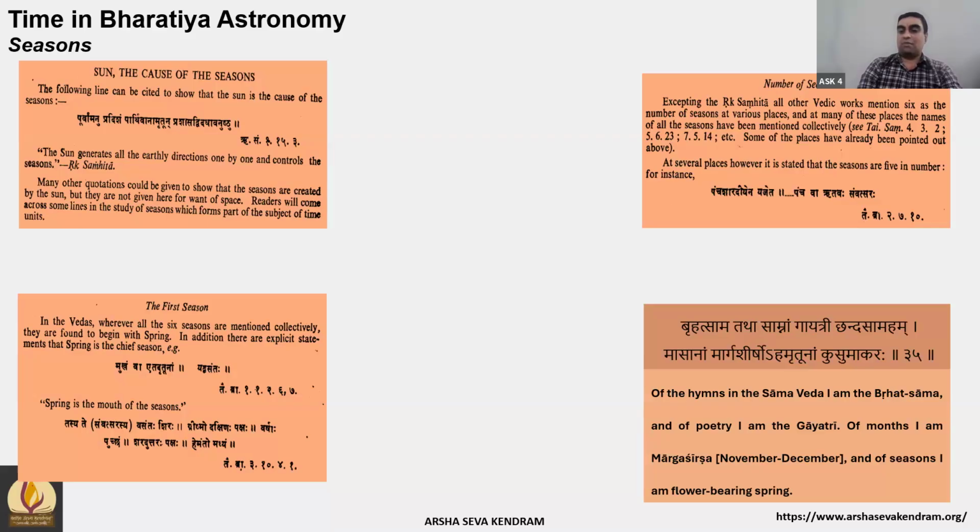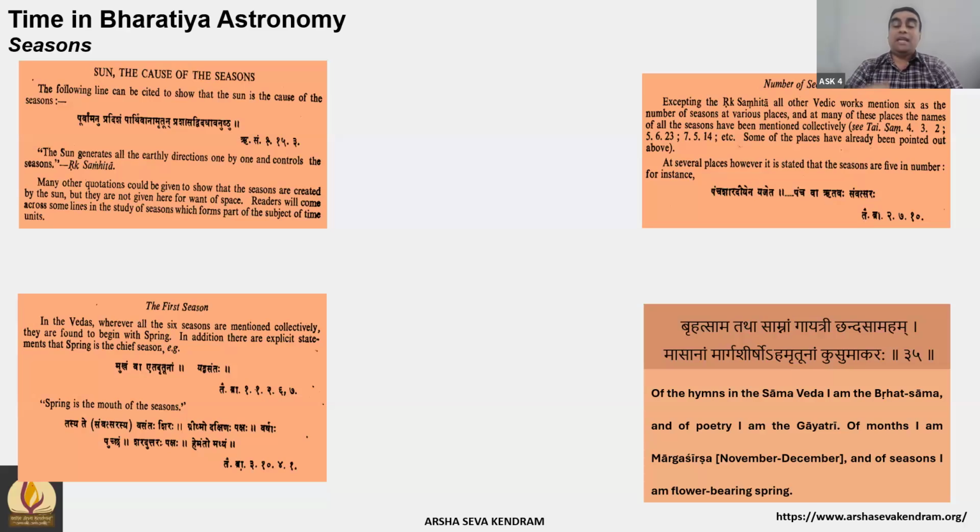Of the Vedas, he is the Samaveda. Of the mantras, he is the Gayatri mantra. Of the months, he is the Margashirsha. And of the seasons, he is the flower-bearing spring. So Lord Krishna himself, by equating himself to the spring, places the spring season at a very high pedestal, and the rest are just following.